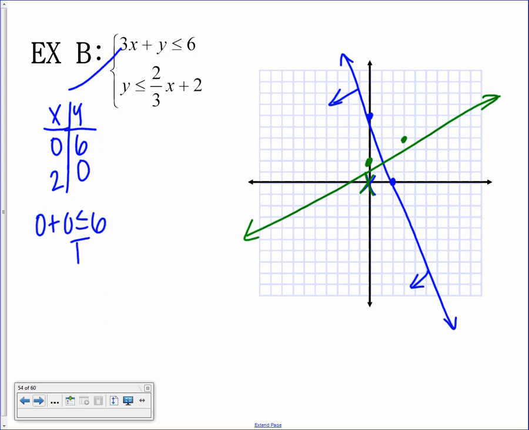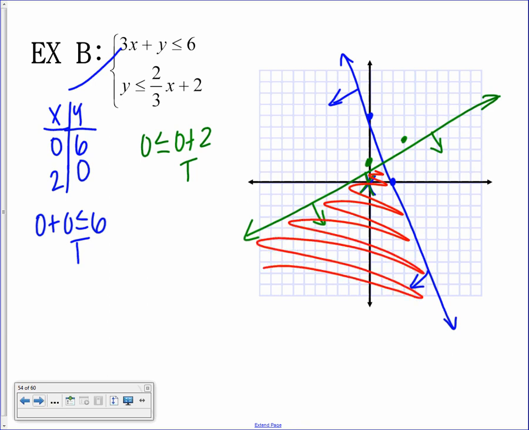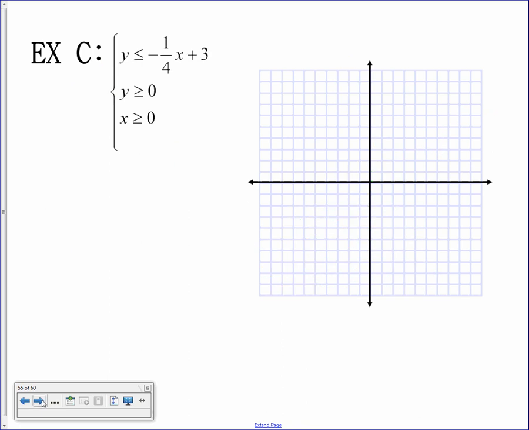That should be a solid line. Again, I'll test 0, 0. So I've got 0 less than or equal to 0 plus 2. That is true. So I'm going to shade with 0, 0. And then where those 2 lines overlap is going to be my answer region. So this big shaded region down here. Okay, so just like you did yesterday, only 2 or more lines at one time. So example C's got 3 lines.